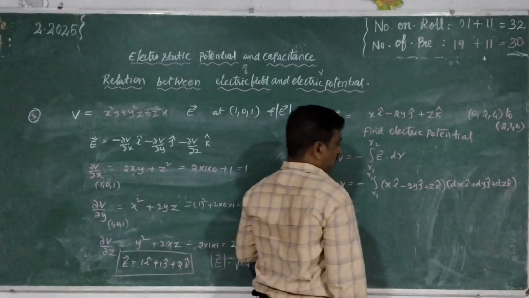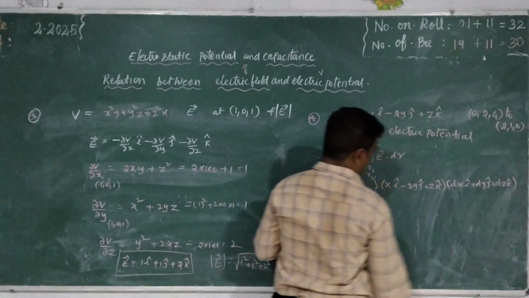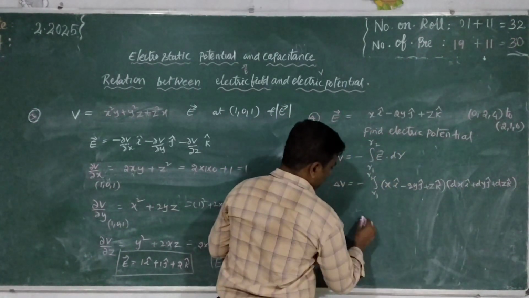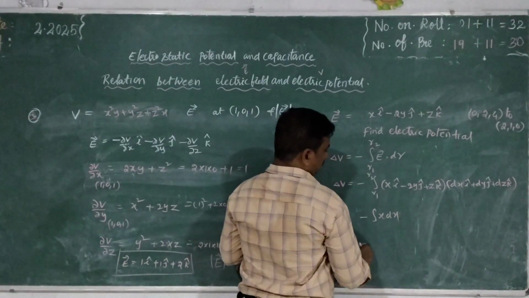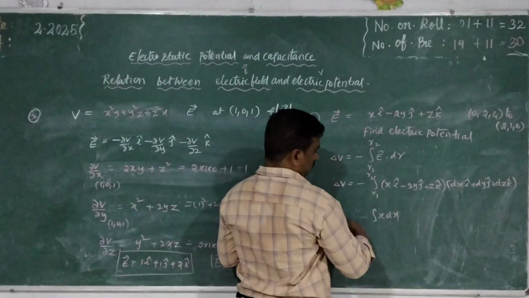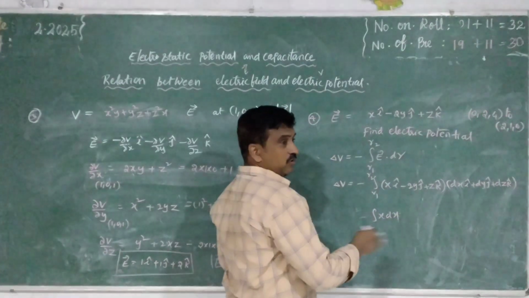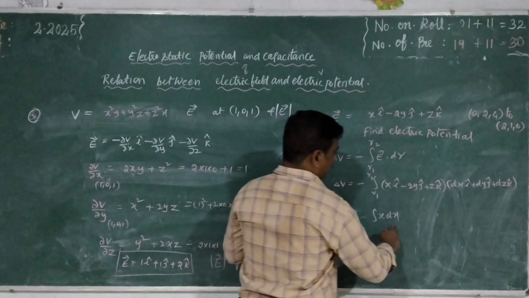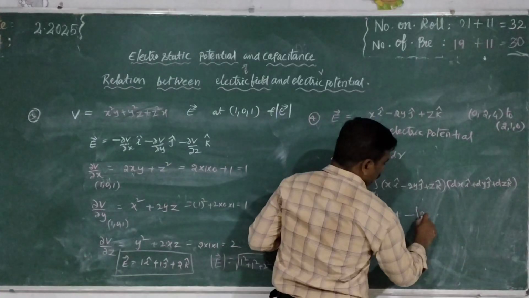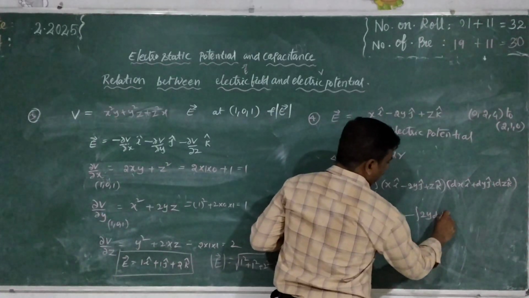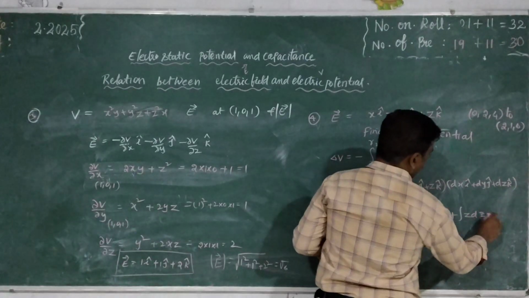Here i dot i is 1, j dot j is 1, k dot k is 1. So we can write x dx. I write here minus integral x dx. This minus I take outside, since the total will come, that's why you can write it outside. So I can write x dx, next minus integral 2y dy, plus integral z dz.